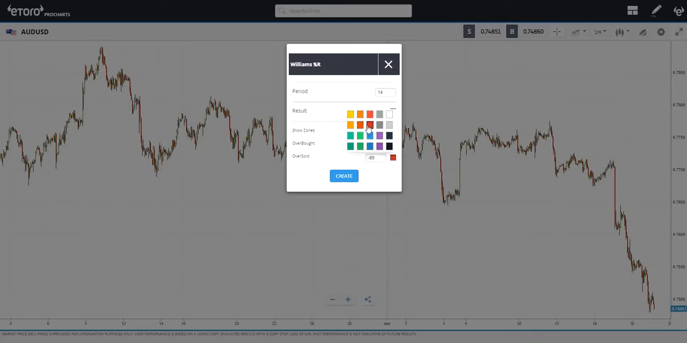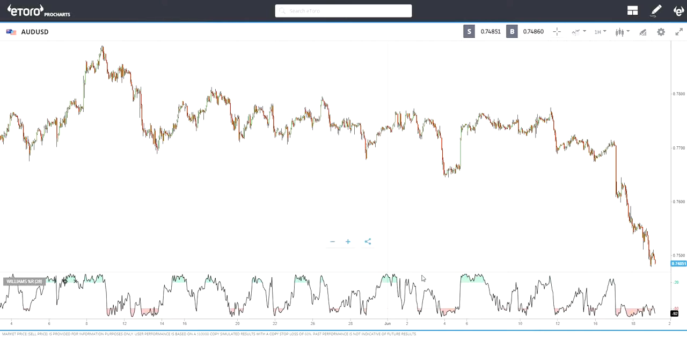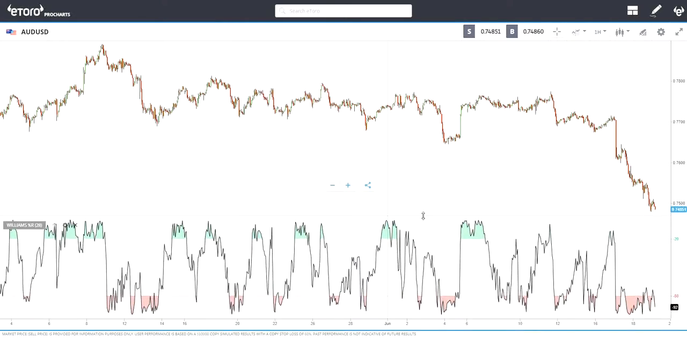The preset period is 14. You can use this, or you may change it to 28 to get fewer false signals anyway, because it eliminates some of the false signals and you get a much less noisy chart. So I'm going to set it at 28 to see how it goes. Create. Let me make this window a bit bigger. As you can see, oversold in red, overbought in green.